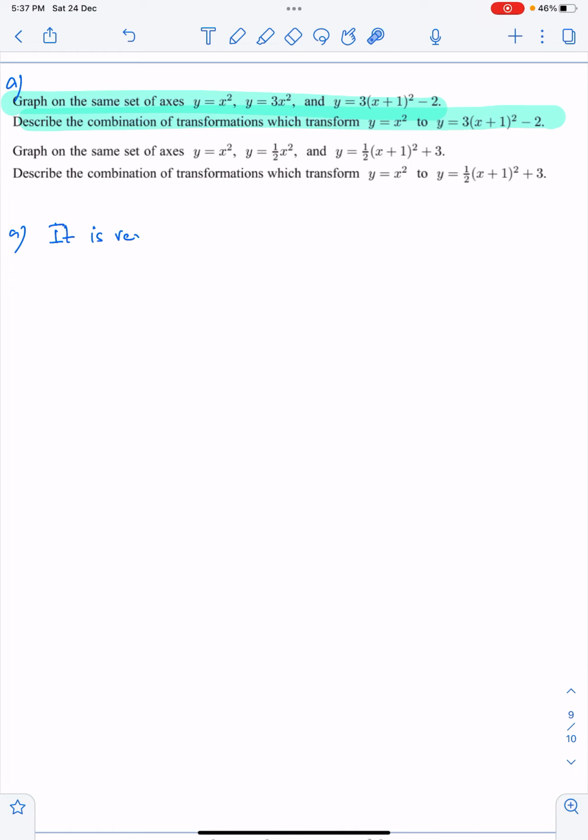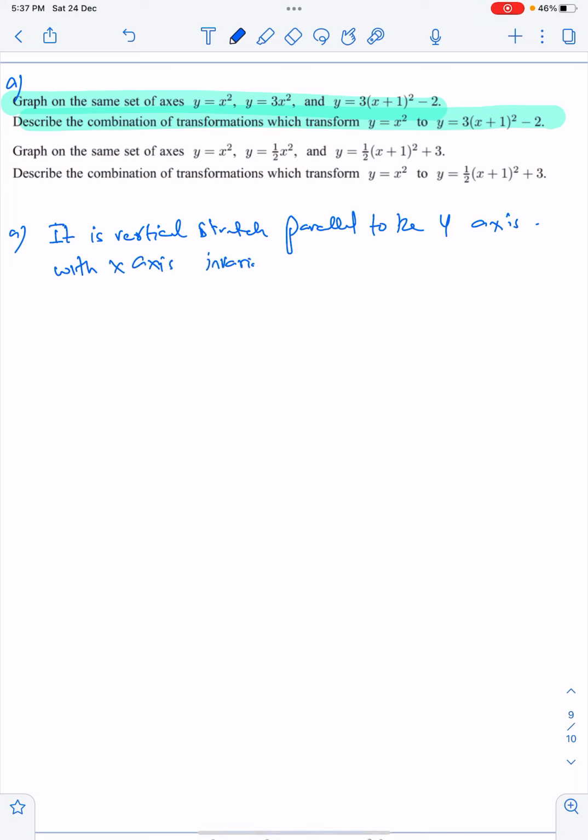Because why a vertical stretch? Because 3 is written before the graph, the equation of the graph. It's not written in place of x. So it is a vertical stretch parallel to the y-axis. If you want, you can add with x-axis invariant, followed by a translation.